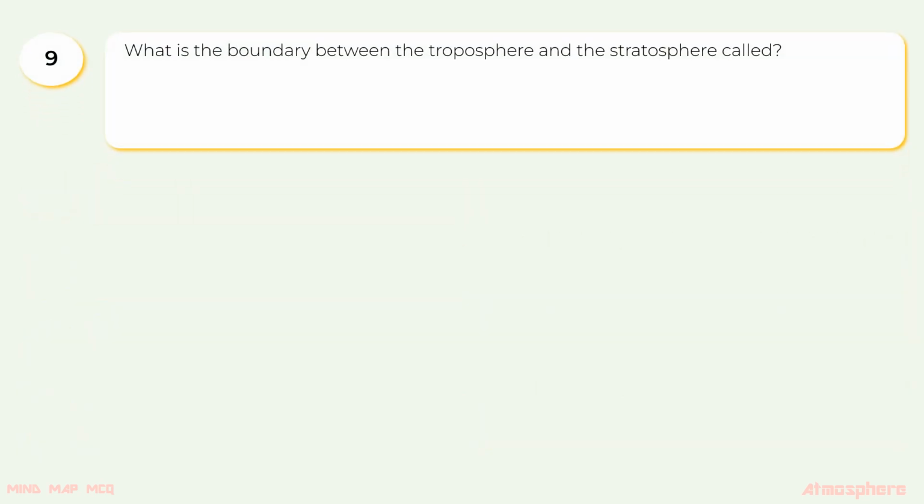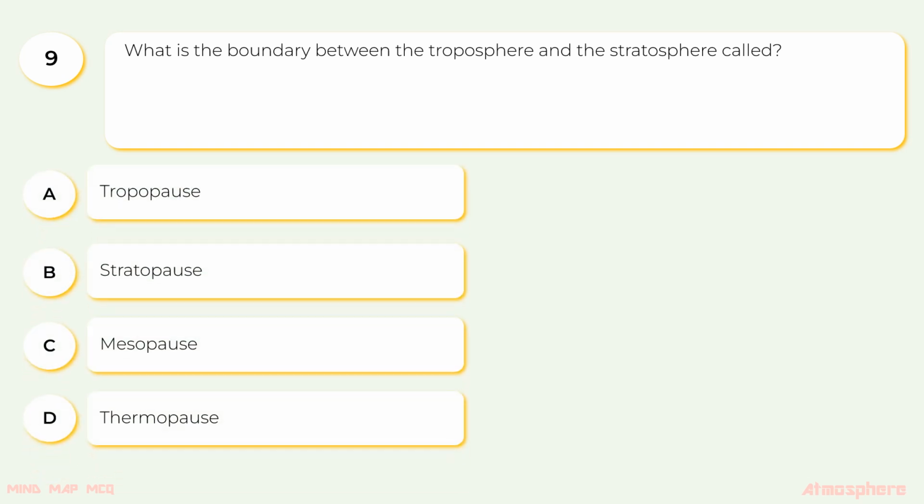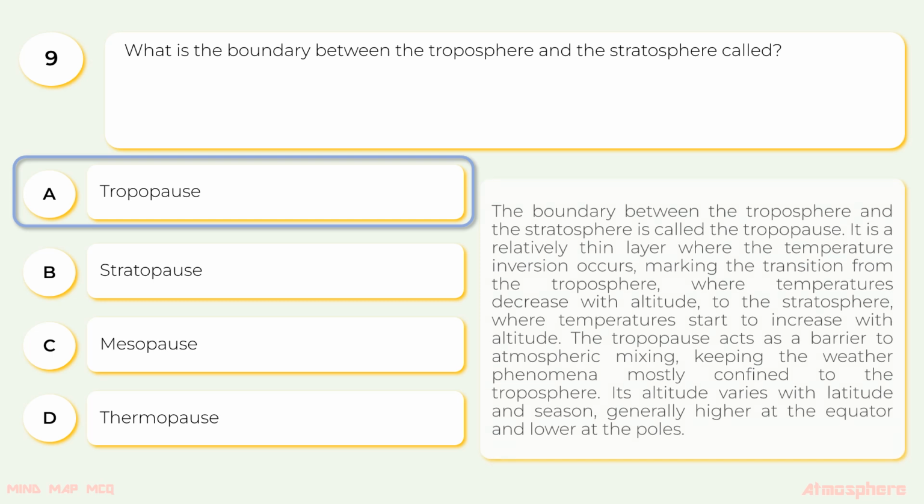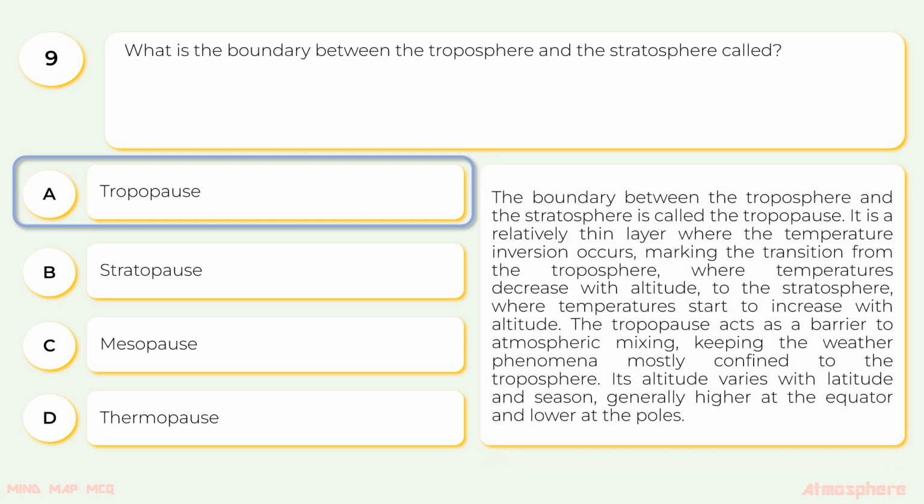9. What is the boundary between the tropopause and stratosphere called? The options are A. Tropopause, B. Stratopause, C. Mesopause, D. Thermopause. The correct option is A. Tropopause. The boundary between troposphere and the stratosphere is called the tropopause.